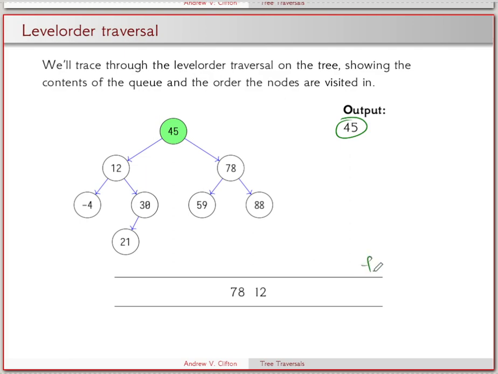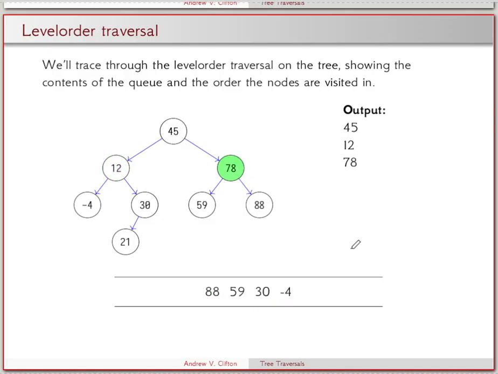Again, the front of the queue is over here. I should have labeled this. The back of the queue is over there. So the next thing to come out is going to be 12. So we pull 12 out. We enqueue 12's children, so 30 and -4, but the queue forces them to wait until after 78 up here has been visited, right? So the stuff on level K takes priority over the stuff on level K+1.